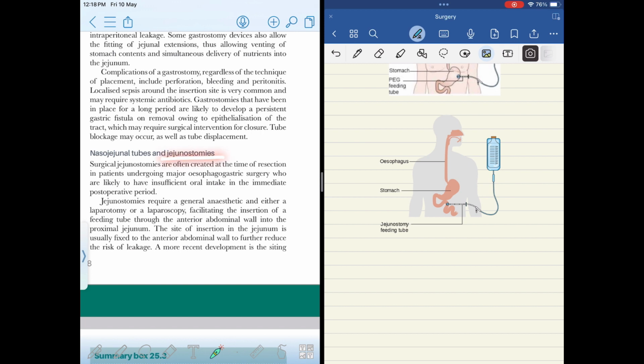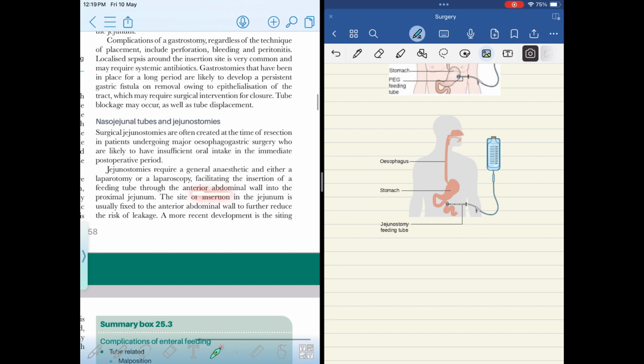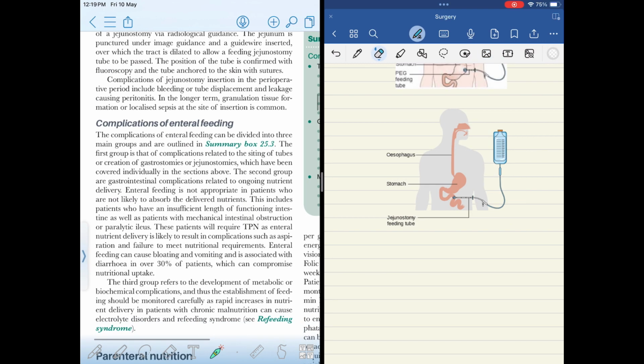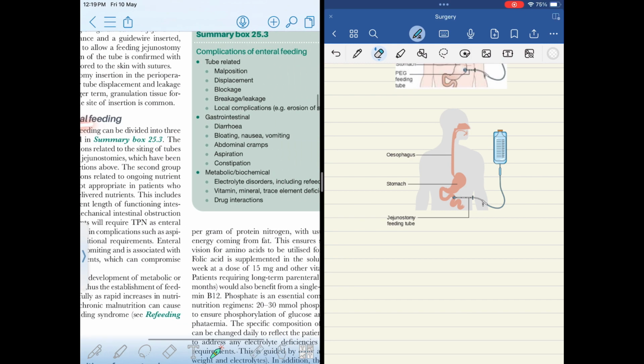Now talking about the jejunostomies. This is created at the time of resection in those patients who are undergoing some major esophagogastric surgery and they are likely to have insufficient oral intake in the immediate post-op period. So we require a general anesthetic and a laparotomy or a laparoscopy. The feeding tube is inserted through the anterior abdominal wall directly into the proximal jejunum, as you can see in this picture.